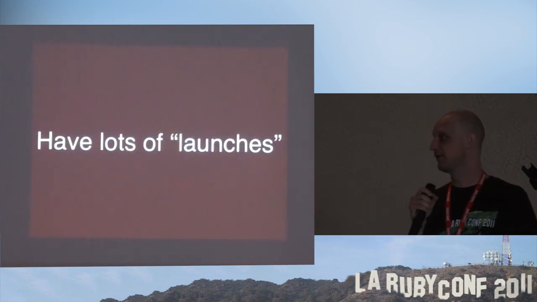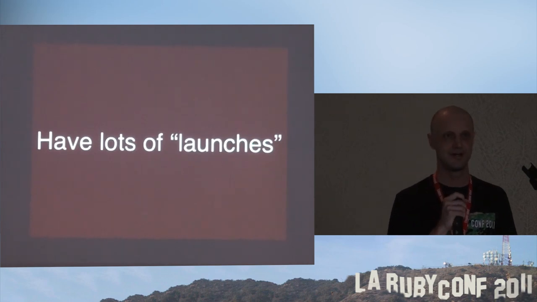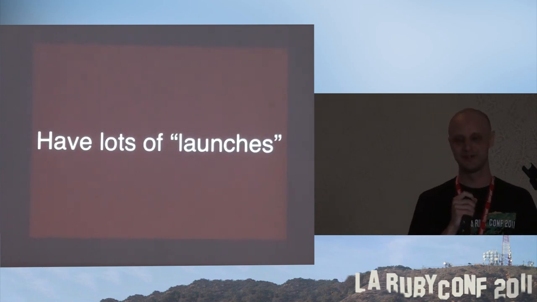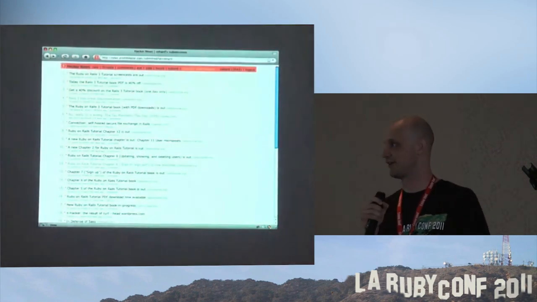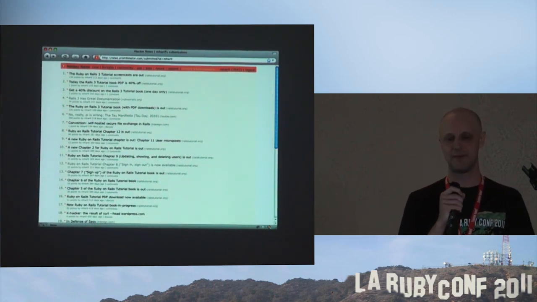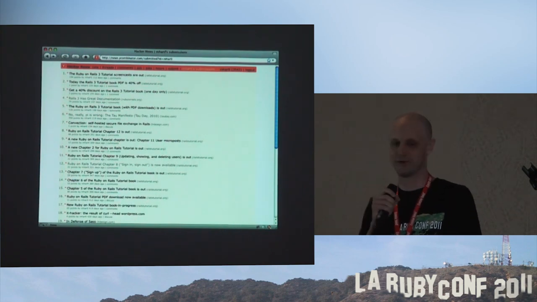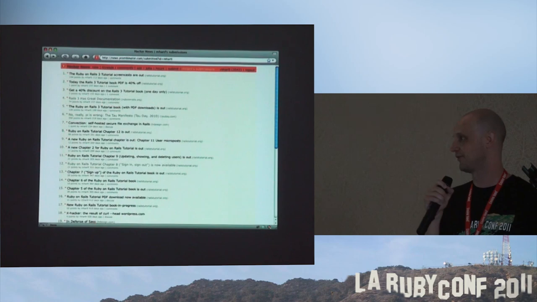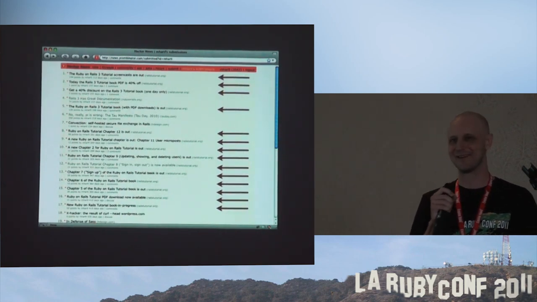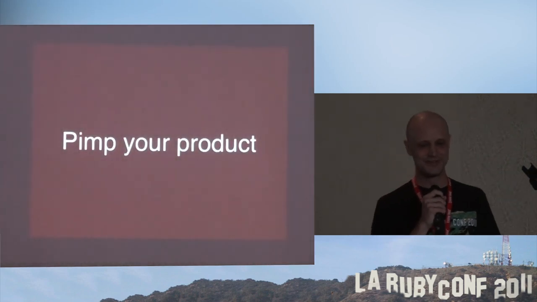One of the other marketing techniques I used was to have lots of launches. Lots of little launches. So I did the first four chapters, and then one chapter at a time after that. Every one of the chapter releases was a little event, and every time it happened, I would send a post to my news feed, I would tweet about it, and I would submit it to Hacker News. This is my Hacker News submission page. I know this is too small to read, so I'll indicate with red arrows the submissions that are Rails Tutorial related. Remember, pimp your product.